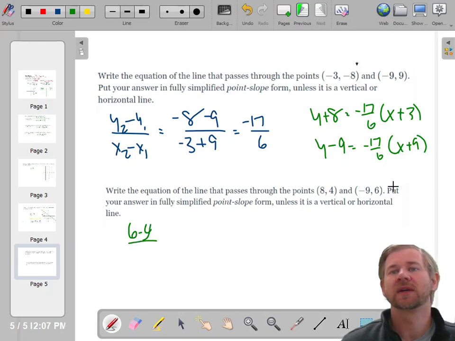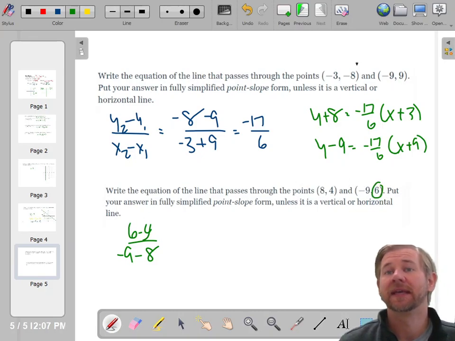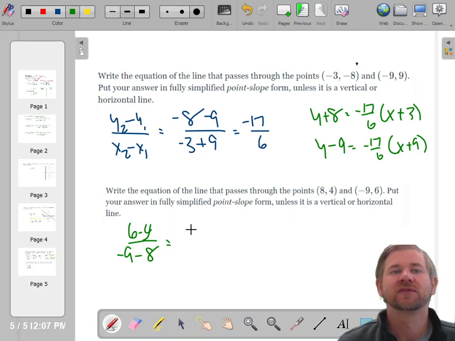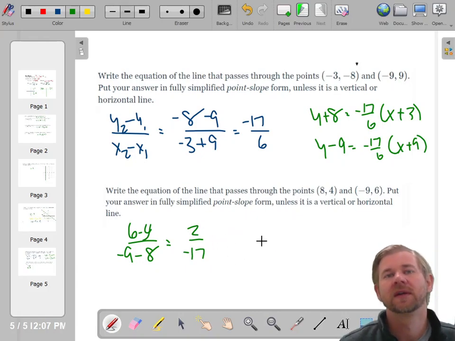6 minus 4, negative 9 minus 8. See how I went the other way? It doesn't matter. If you put this one first in the top, you have to put its x component first as well in the bottom. It doesn't matter which order. I could just give them to you in a different order. 6 minus 4 is 2. Negative 9 minus 8 is negative 17. All right, so it's negative 2 over 17, whatever.